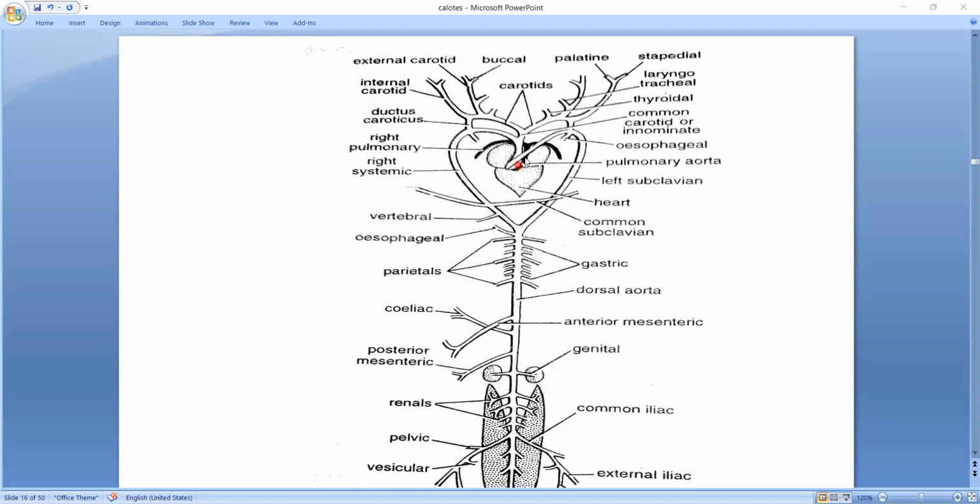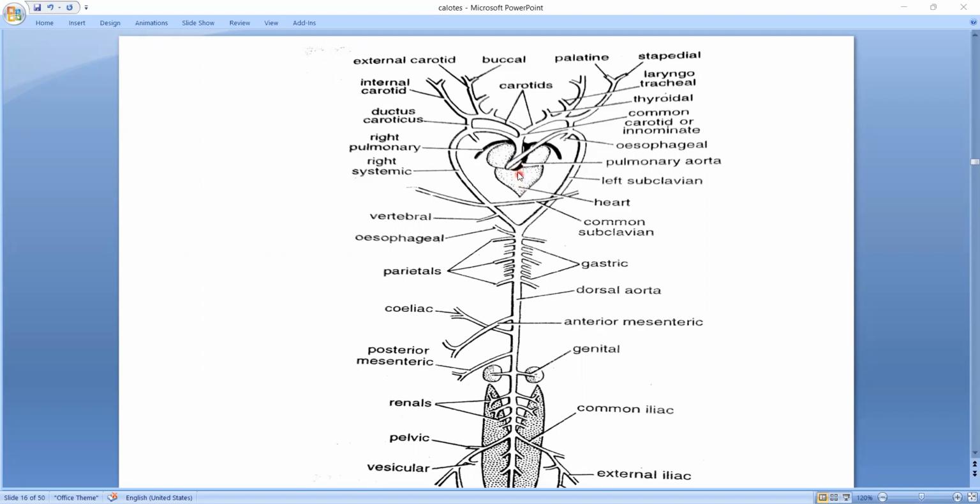So here you can see it is given as black color. Why? Because it contains mixed blood or impure blood. Not completely impure, but to some extent it also contains purified blood, because the ventricle is not completely divided into two chambers. It is incompletely divided.